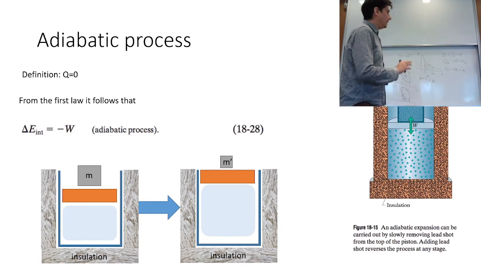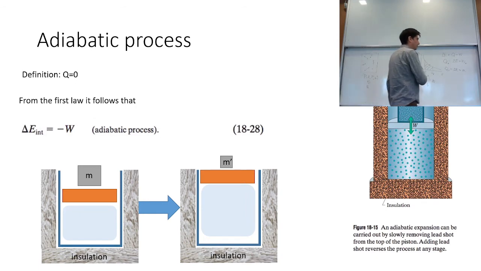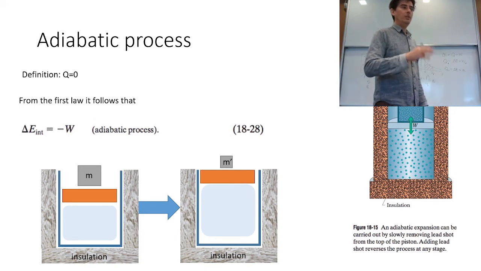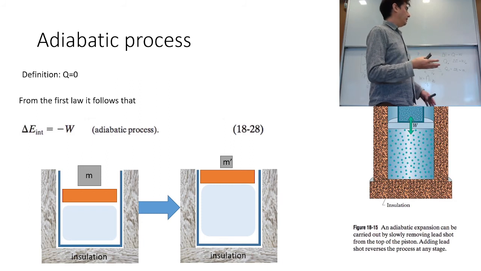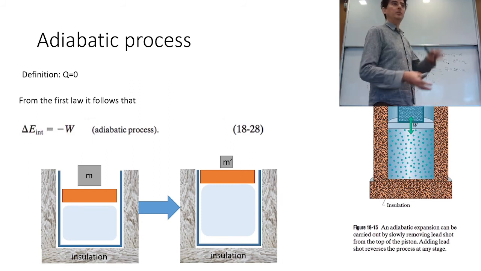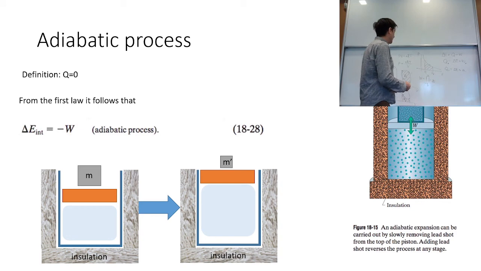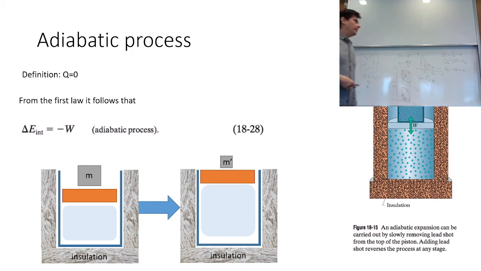And so the only change in internal energy arises purely from the expansion or contraction process, right? If you expand or contract the gas, then there will be some work done by the gas, and that will change the internal energy. In this case, just setting Q to 0 in the first law, the change in internal energy will be just minus W.